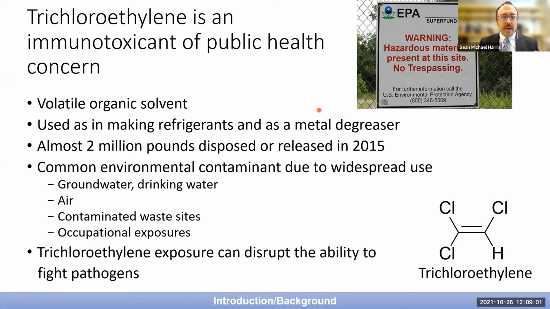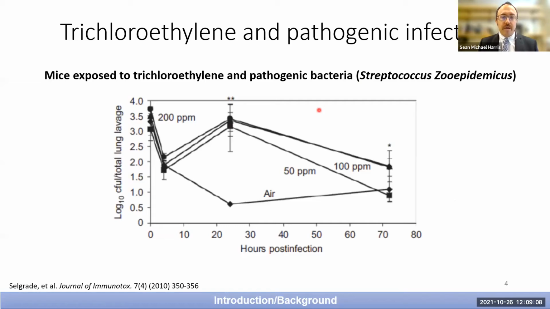Importantly, trichloroethylene can disrupt the ability of the body to fight pathogens. For example, some animal studies have shown this. This is a study done in 2010 by Selgrade and colleagues, in which they exposed mice to trichloroethylene and then instilled the mice with a pathogenic bacteria into their lungs. And then they basically quantified the amount of bacteria remaining in the lungs, which is shown on the y-axis here, at various time points after the instillation of the bacteria.